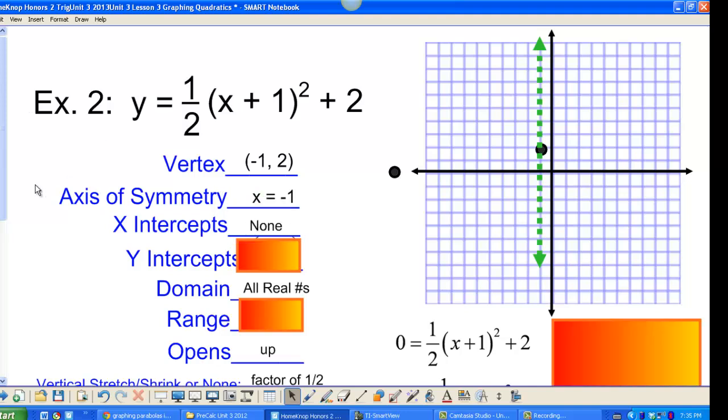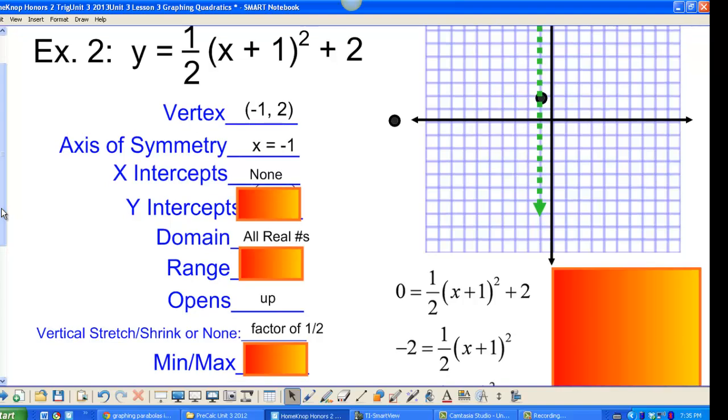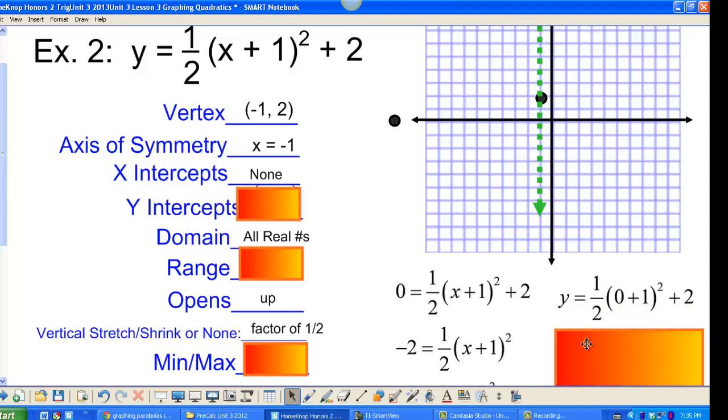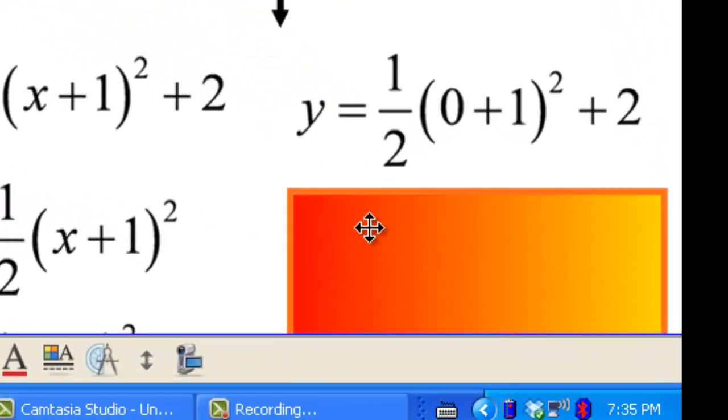Now, another way that you can figure this out is if you know that this graph is going up and you notice that the vertex is above the x-axis, then it could never touch the x-axis. So what do I do in the meantime? Well, let's find our y-intercepts. I find the y-intercepts by letting x equal 0.